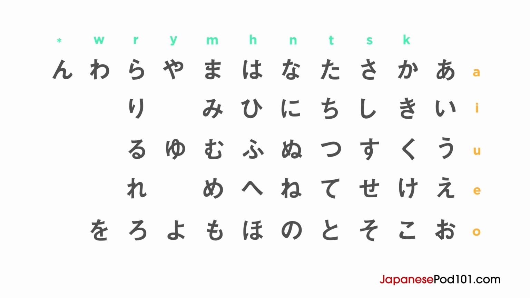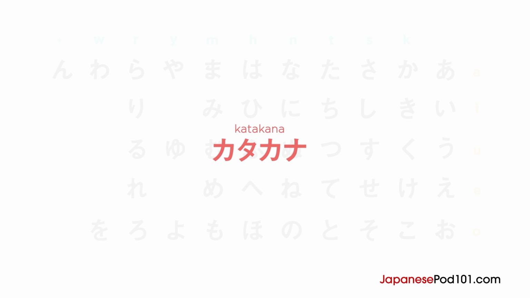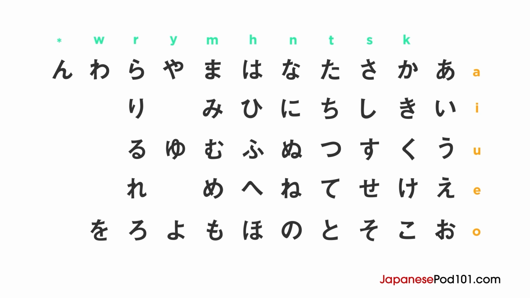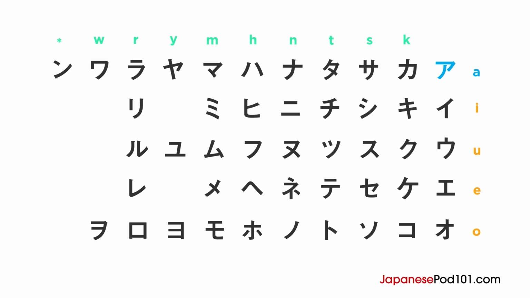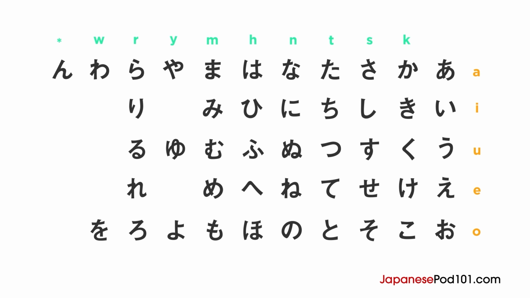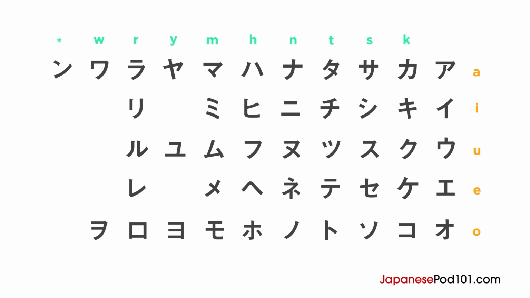And so on. Katakana is almost exactly the same as hiragana. The only difference is that it's written a little differently. A, I, U, E, O, ka, ki, ku, ke, ko. Hiragana is more cursive, while katakana has a lot of sharp corners.